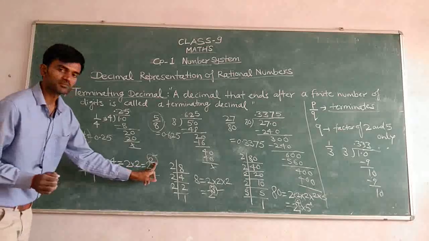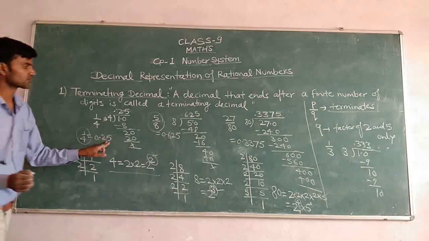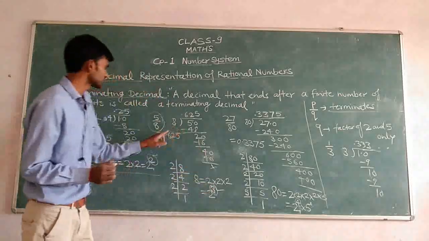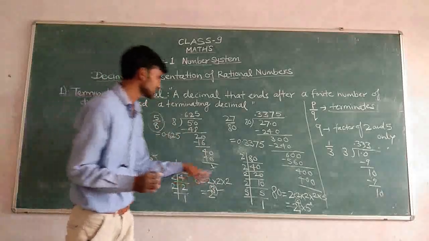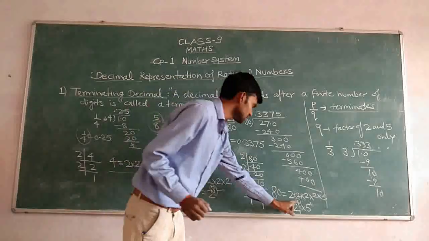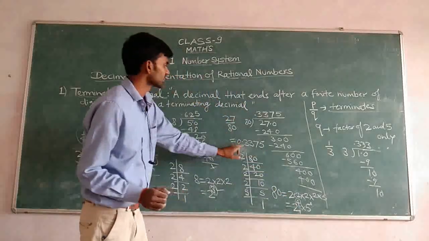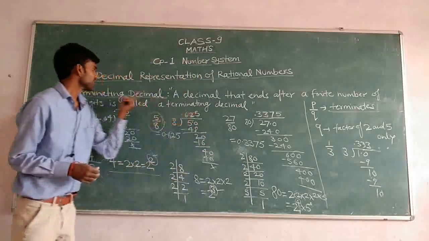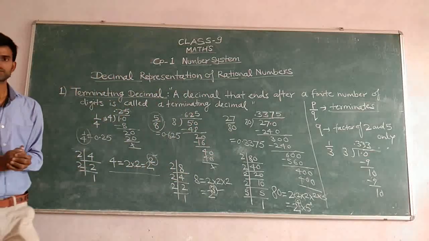Here 2 is the maximum power, so it will terminate after 2 decimal places. Here the 3 is the maximum power, so it will terminate after 3 decimal places. Here the 4 is the maximum power, so it will terminate after 4 decimal places. So these are the terminating decimals. Okay.